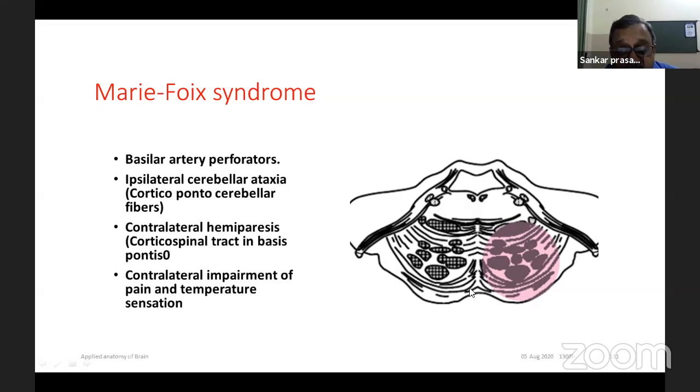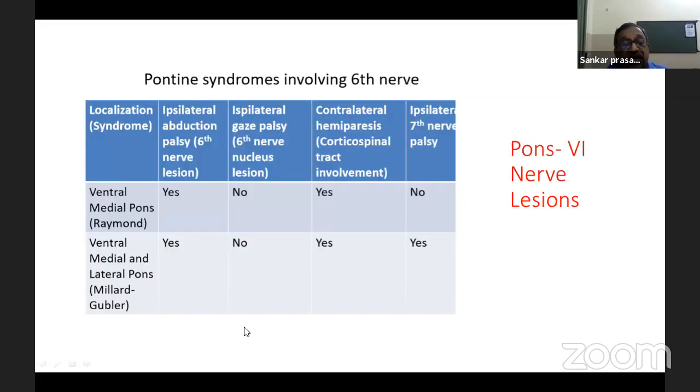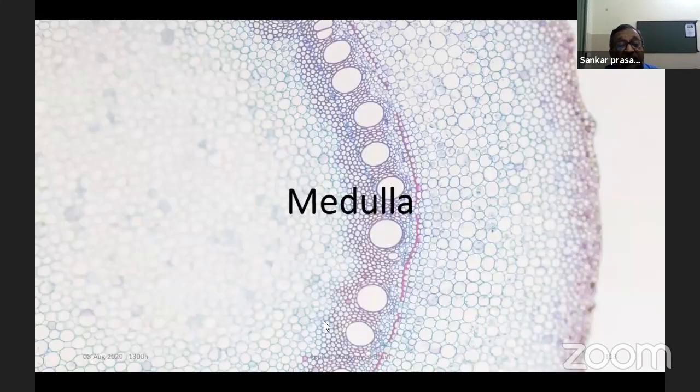pain and temperature sensation because of the involvement of the lemniscal pathways. So these are the pontine syndromes: ventral medial pons, Raymond syndrome, ipsilateral abduction palsy, gaze palsy, contralateral hemiparesis, and ipsilateral seventh palsy. So these things will help us in identifying or localizing this. That brings us to the medulla.